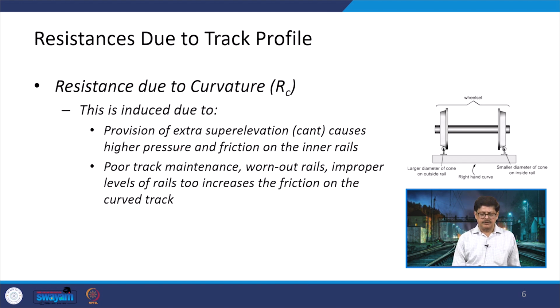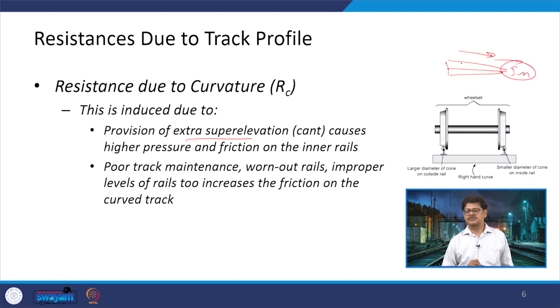Now, further, the provision of extra super elevation may also create a problem. When it is an extra super elevation, we were supposed to provide this, but what we have provided is this one, then there is a transverse slip which will take place, and on the inner side there is going to be more interaction as compared to the outer side. So, the friction on the inner rail will be there.